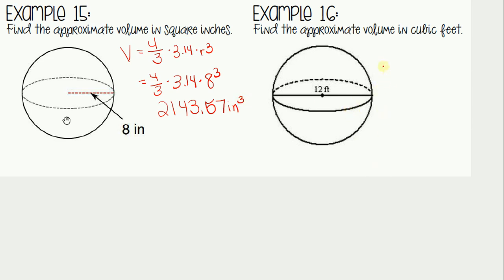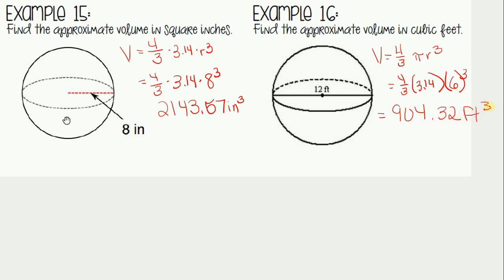Then let's try the last one here. So I got volume equals 4/3 pi r cubed. So I got 4/3 times 3.14 times my radius. Look, they gave me the diameter again. So I gotta cut that in half. That would be 6. So 6 cubed. Now it's calculator, 4 divided by 3, so getting my 4/3, times 3.14 times 6 to the power of 3. My answer, 904.32 feet cubed, because we're doing volume.